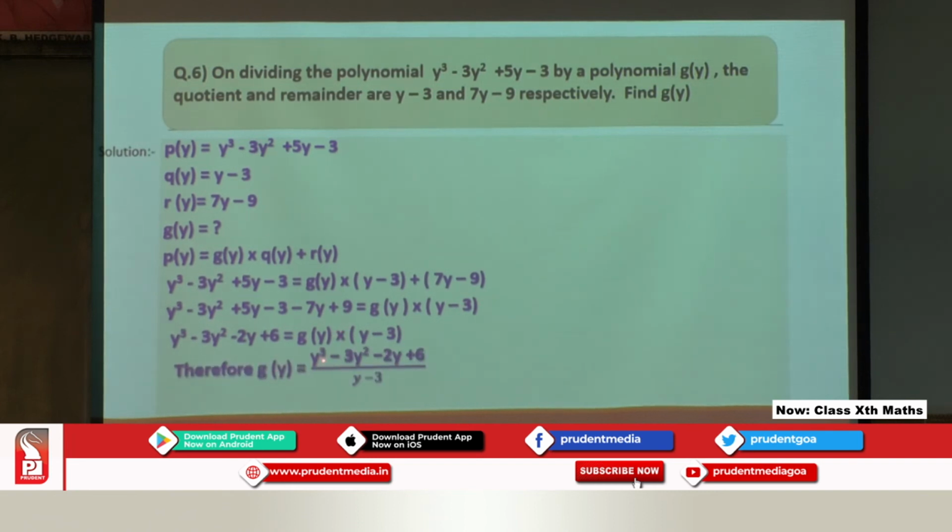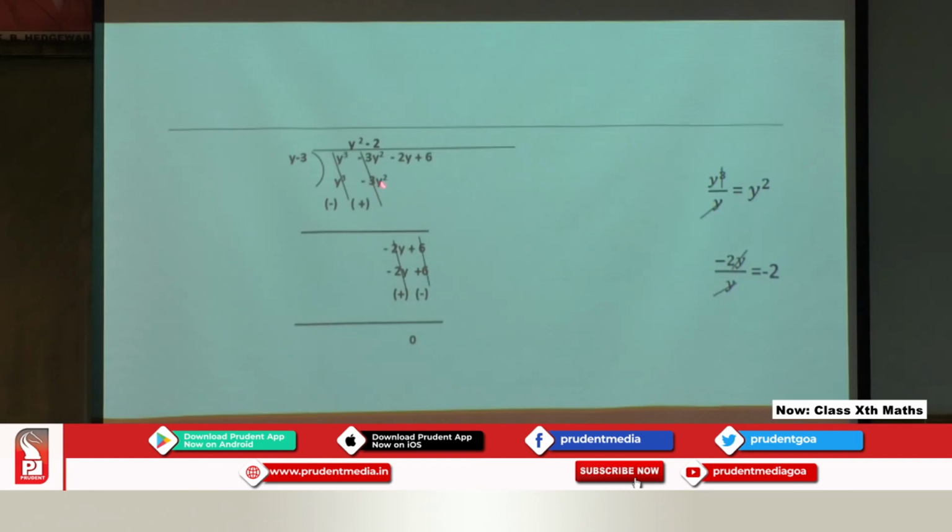Now, here we should find out the value of g of y. Therefore, g of y is equal to y cube minus 3y square minus 2y plus 6, this y minus 3 I carried over here, that is upon y minus 3. Now, next step, we should divide y cube minus 3y square minus 2y plus 6 by y minus 3. Here, the same method we should follow.